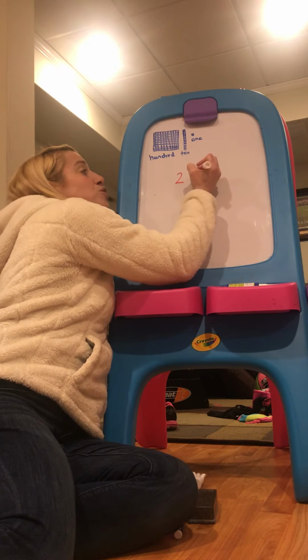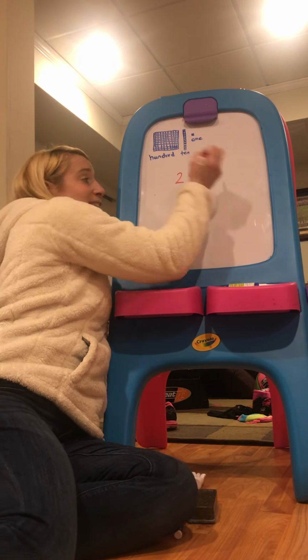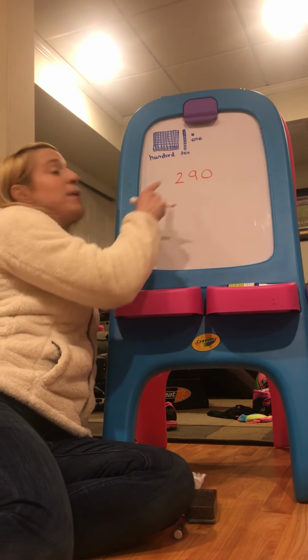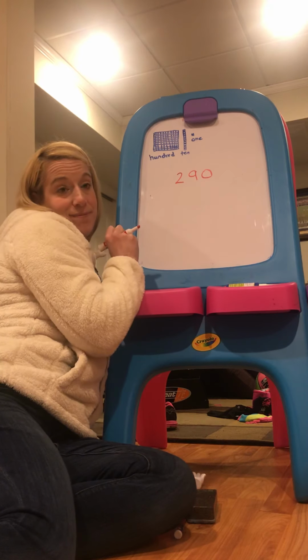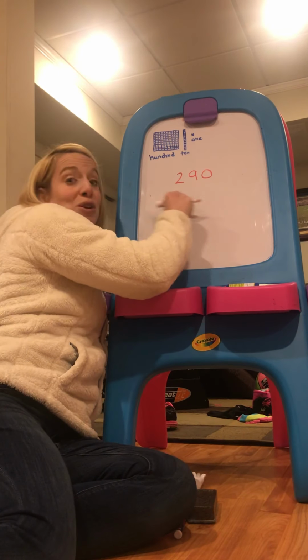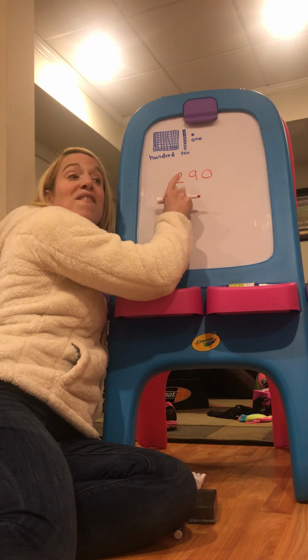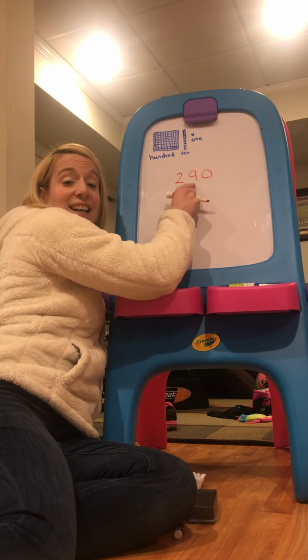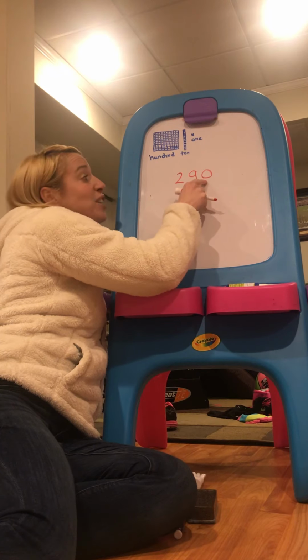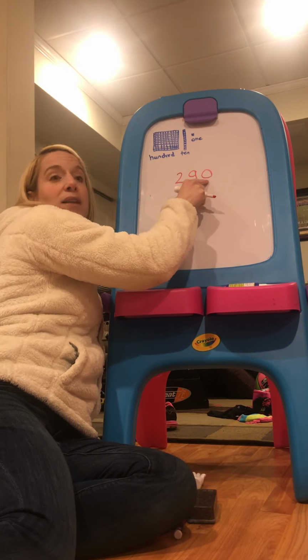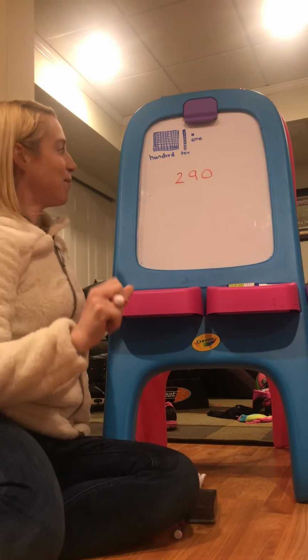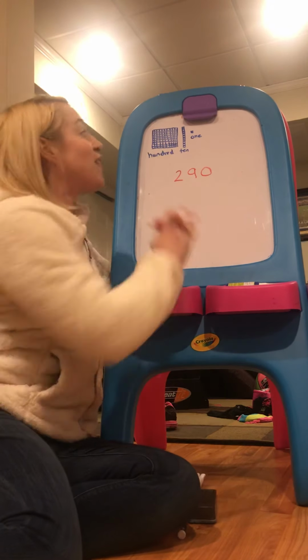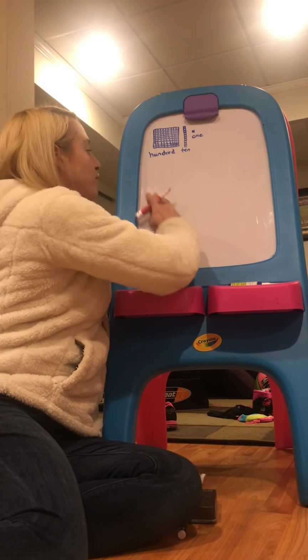So in the number 290, this does not mean 290. This is 290 because this 2, the value of it is 200. The value of this 9 is 90, and the value of the 0 is just plain old 0. It's not worth anything. So when we talk about place value, that's what we're referring to.